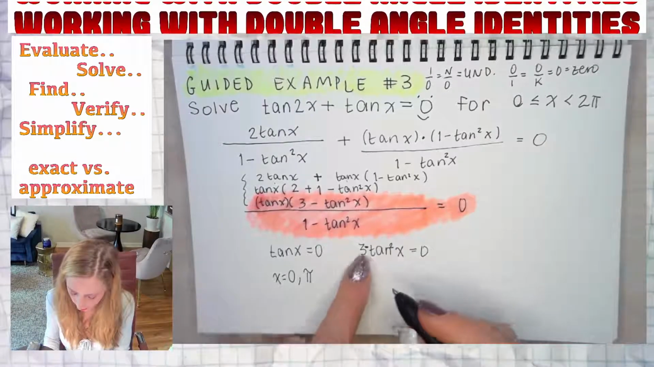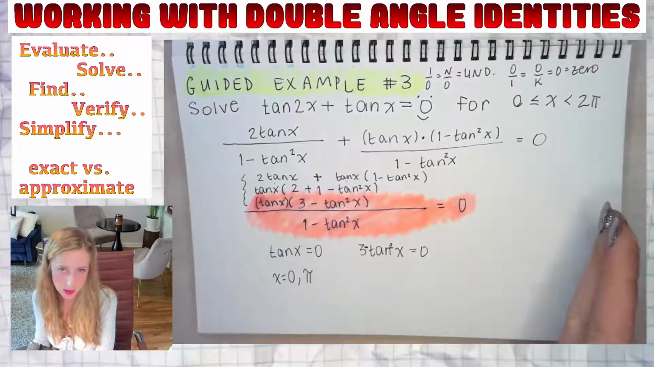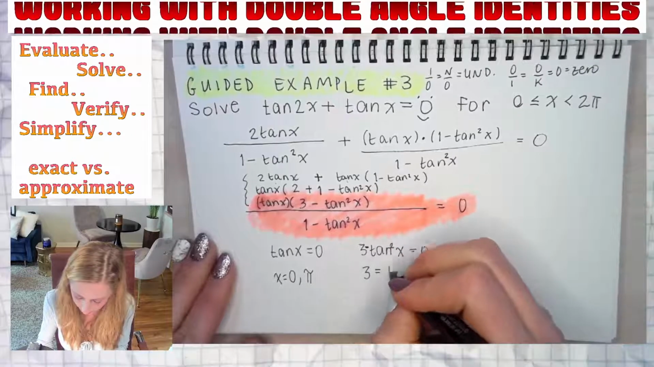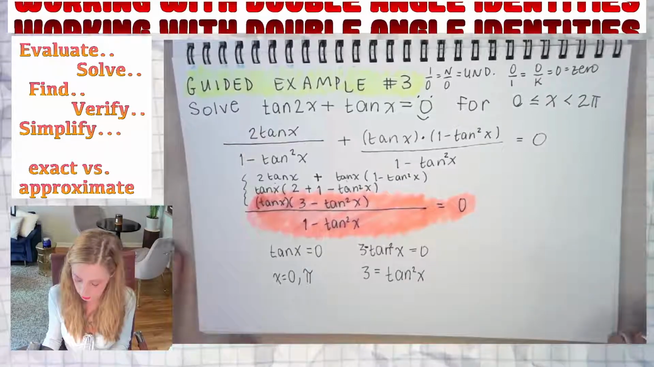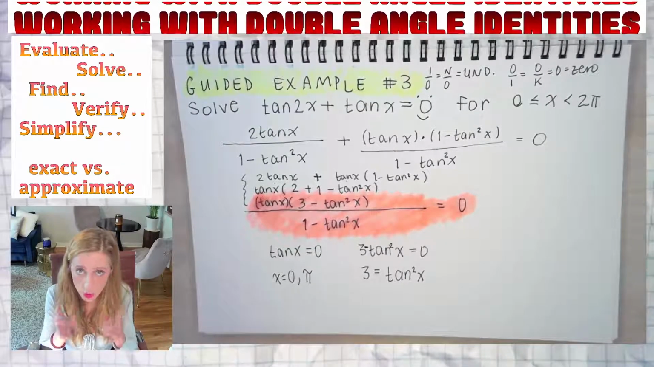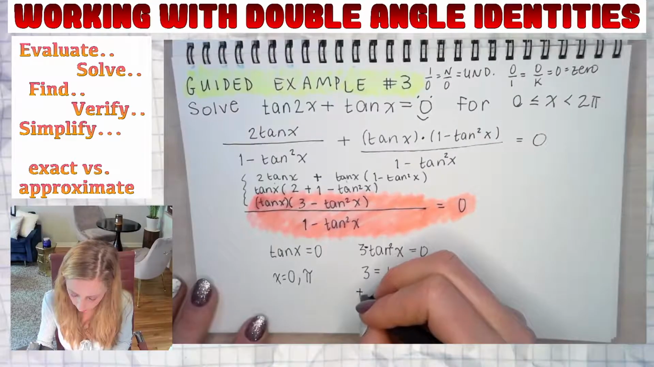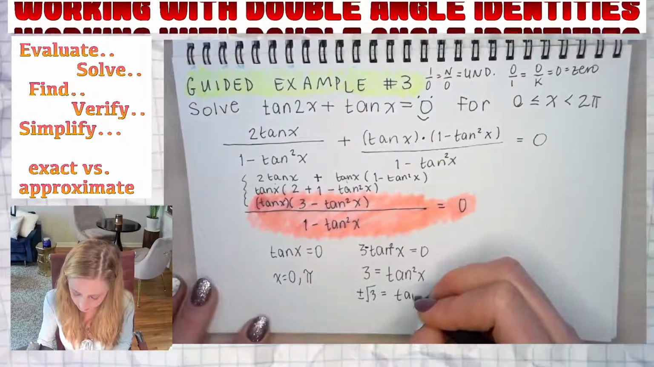Next, here we go. 3 minus tan squared x equals 0. I'm actually going to add the tan squared x to the other side because I don't like negatives floating around when I don't need them. So 3 equals tan squared x. Remember, I just added tan squared to both sides. Now I'm going to take the square root of both sides. When you're the one taking the square root of both sides, you have to put plus minus out front. So plus minus root 3 equals tan x.